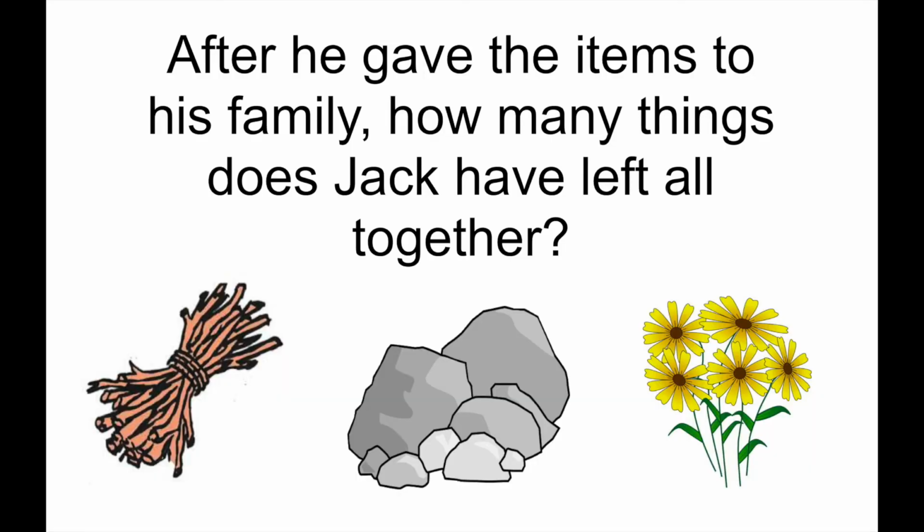Whew, okay, we did all those problems. Now this is the last problem. After he gave the items to his family, how many things does Jack have left altogether? So he gave away some sticks to his dog, some stones to his brother, and some flowers to his mom. Now we need to figure out how many he has left. Altogether tells us that we're going to be adding.